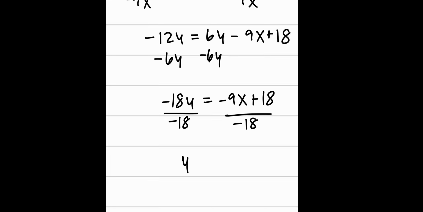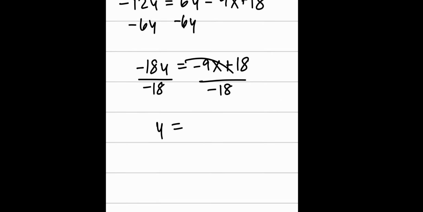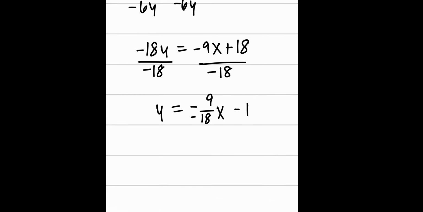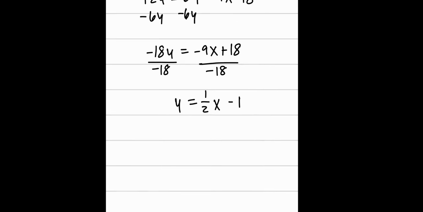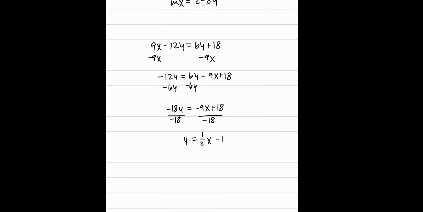Now I'll divide both sides by negative 18 because I want to isolate my y. And on the left side, negative 18 divided by negative 18 just becomes 1, right? They cancel out. So I get y is equal to, and then over here, negative 9 divided by negative 18x, right? And then 18 divided by negative 18 is just negative 1, right? And negative 9 divided by negative 18, well, the negatives cancel out, right? And 9 divided by 18 is just 1 over 2, right? So I get y is equal to 1 half x minus 1. That's going to be my first equation in slope-intercept form.